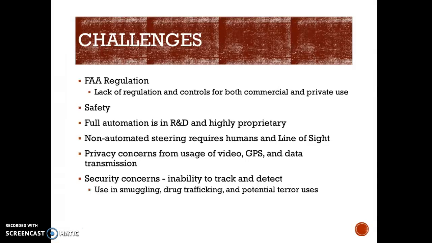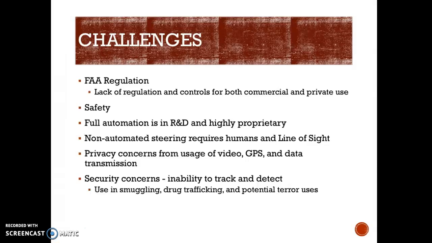Additionally, for companies looking to adopt drone technology, full automation requires a large investment in research and development and is highly proprietary. For those not wanting to invest, non-automated steering requires humans and the operator has line of sight to the drone either physically or through a camera feed from the drone, which can limit how they are used.